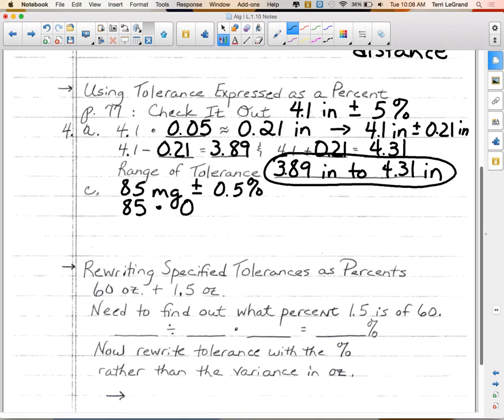So what would it look like? 0. Point what? 0.005. And we're going to have to round this one also. We'll round to the nearest 100th. So what do we get when we take our 85 and multiply it times our 0.5% changed to a decimal, rounded to the nearest 100th?